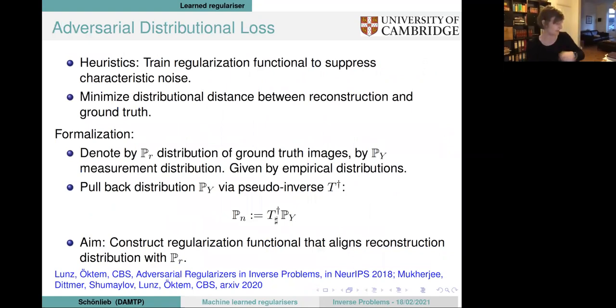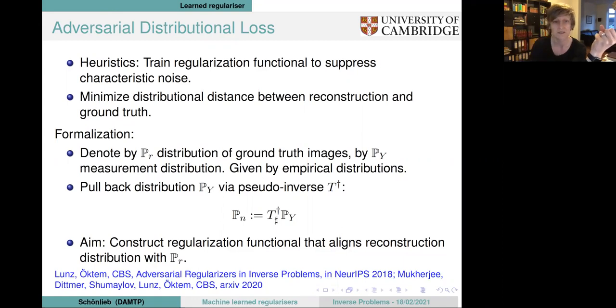Okay, so now let me tell you how we are doing this. I now want to tell you how we are learning the regularizer. I told you before that our regularizer is called adversarial, and it's called adversarial for a reason. Namely, this is how we are thinking about optimizing this regularizer.